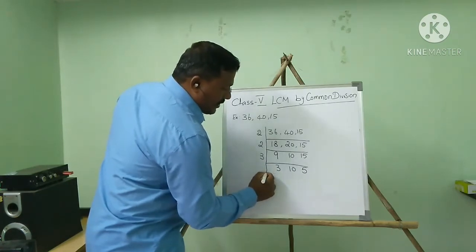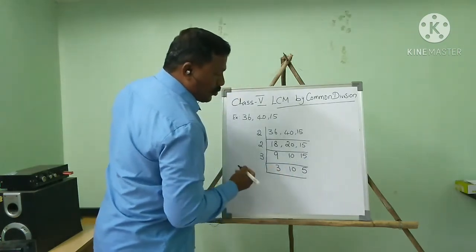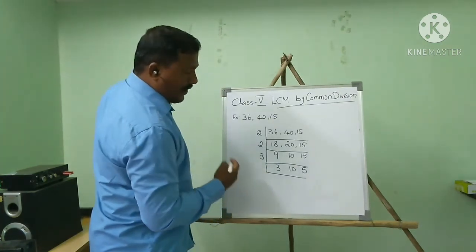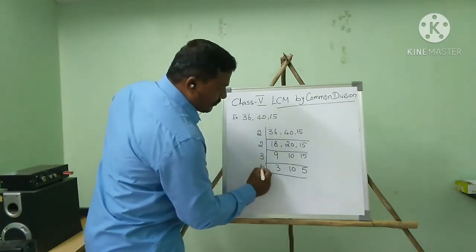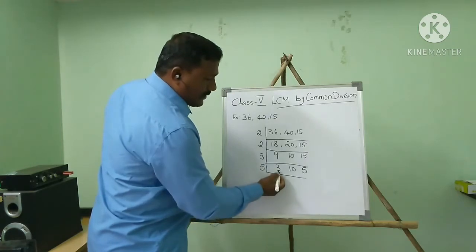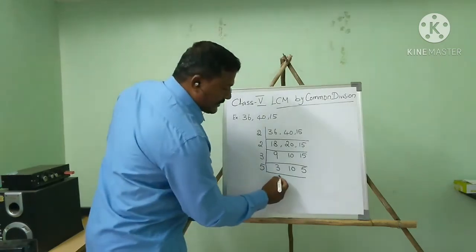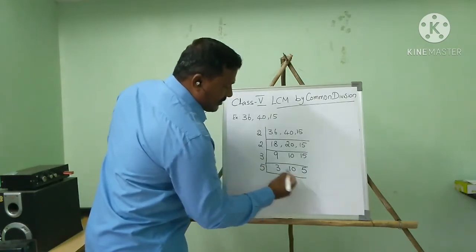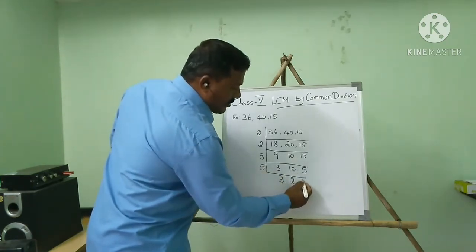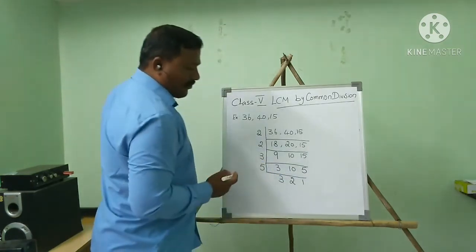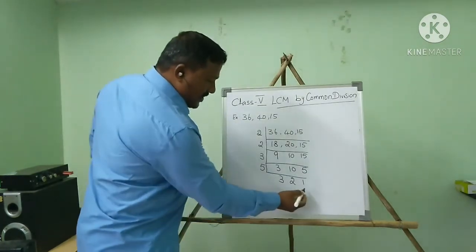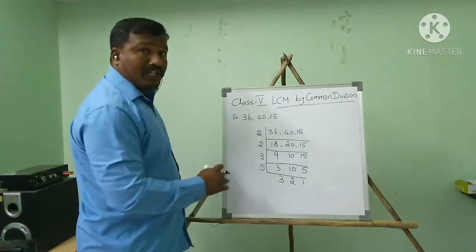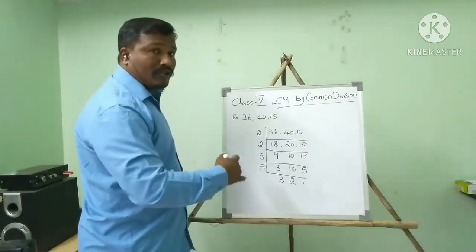Now again I will divide by 5, not 2. Here 3 we can't divide, so I will take it as it is. 2 5's are 10. 1 5 is equal to 5. So this is the end, because all are prime numbers. Here all are prime numbers, so no need to divide.